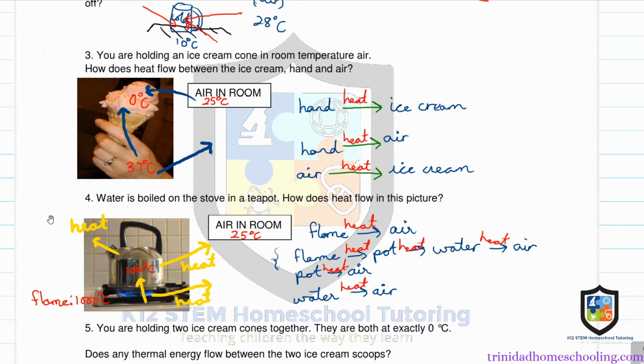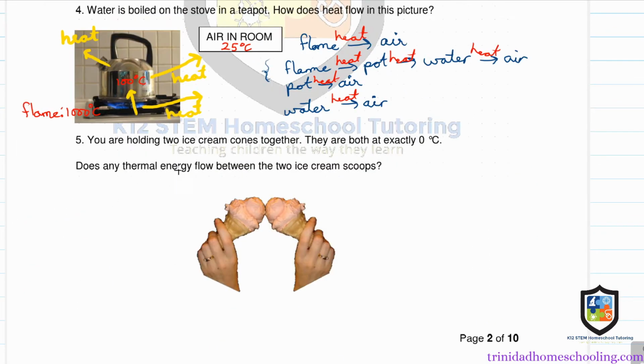Now let's look at example 5. You are holding two ice cream cones together. They are both at exactly 0 degrees Celsius. Does any thermal energy flow between the two ice cream scoops? So here I have my 0 degrees Celsius ice cream and my 0 degrees Celsius ice cream. Because there is no temperature difference between the two ice creams, there will be no thermal energy flow.